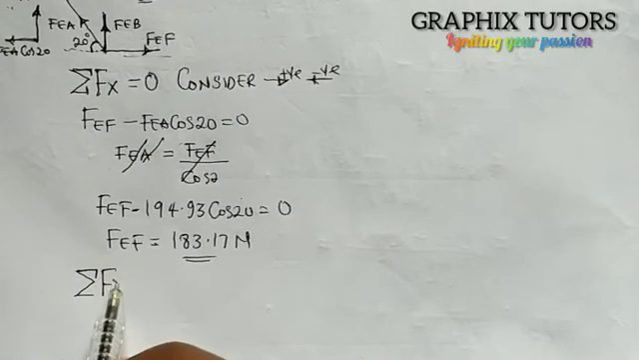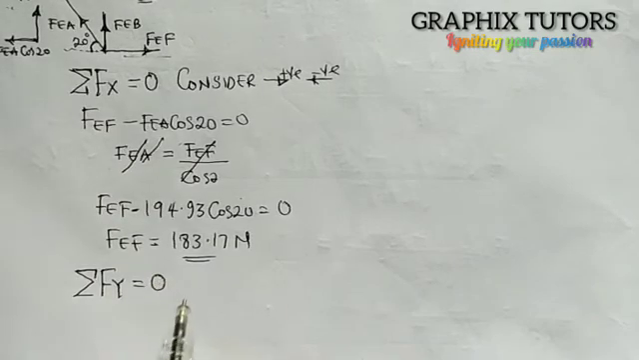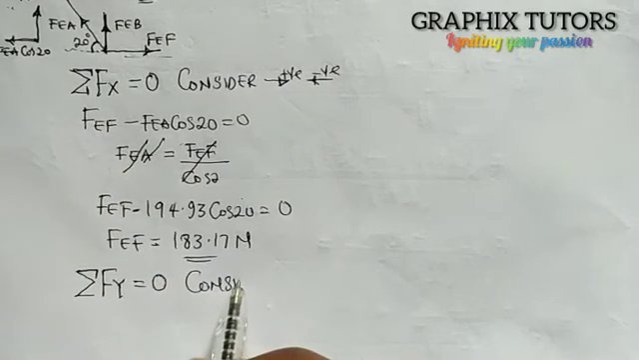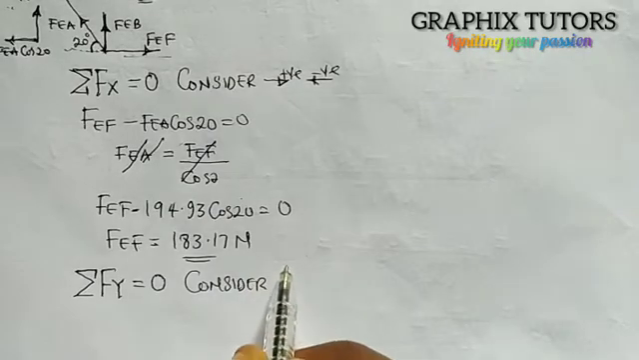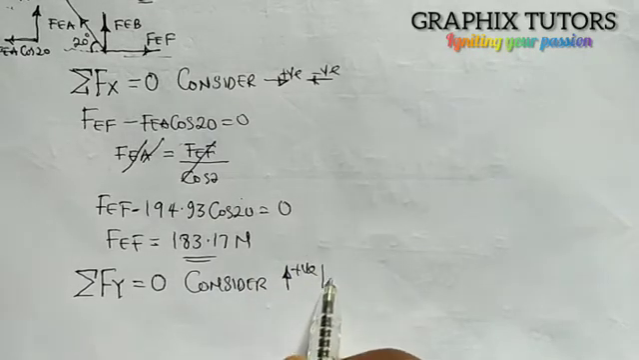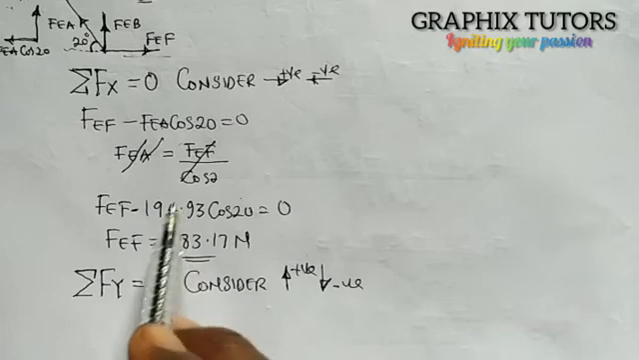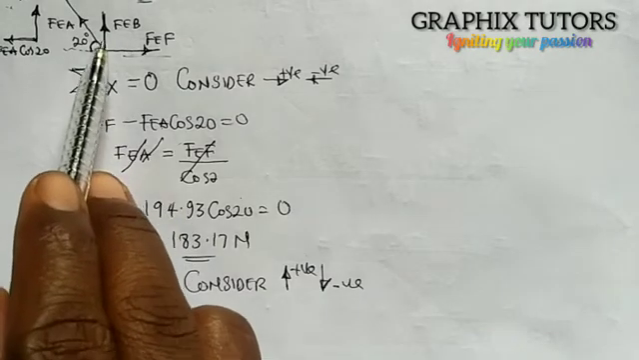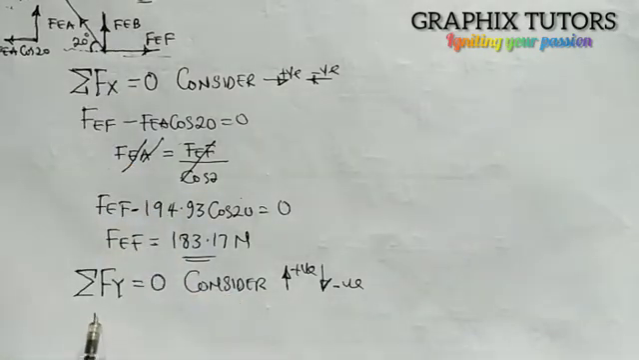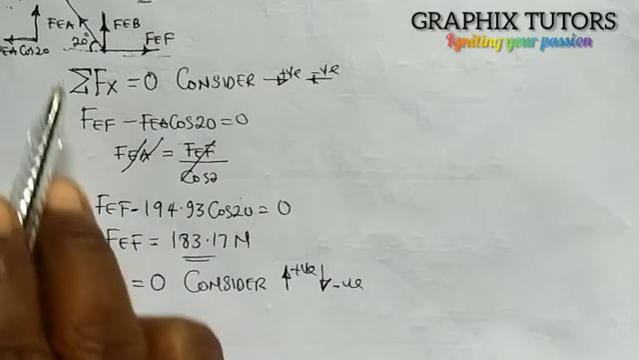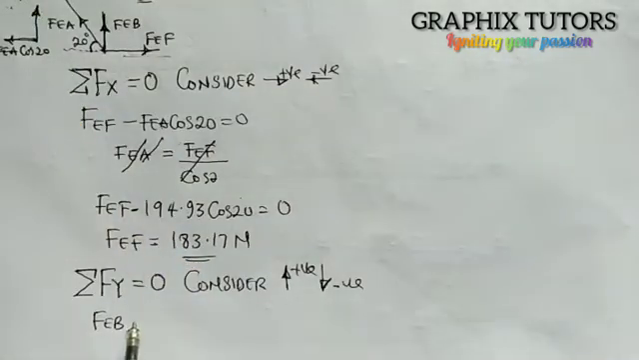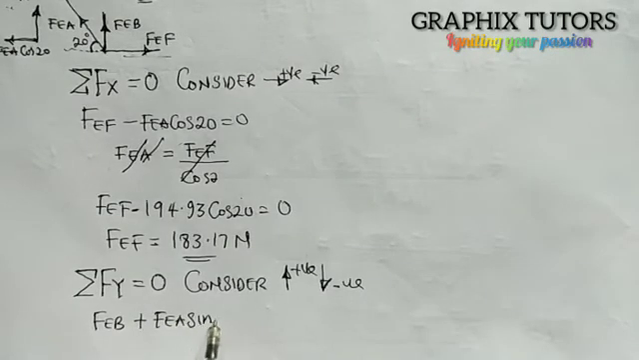F of y will be equal to what? 0. So we want to consider the upward force to be positive, downward force to be what? Negative. Right? So downward force is negative. And when you input it here, if you look at the diagram now, this is facing up, that is positive. So it's FEB. And this is also facing up, that is also positive. Plus what? FEA sine 20 equals to 0.